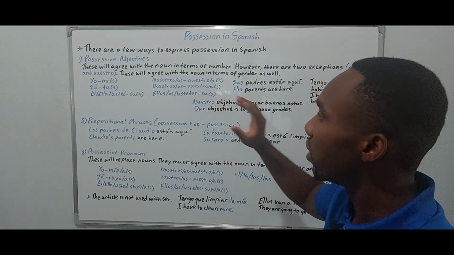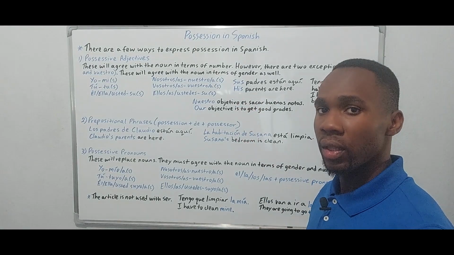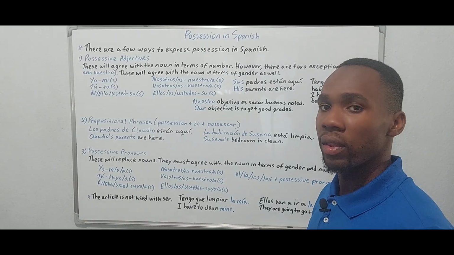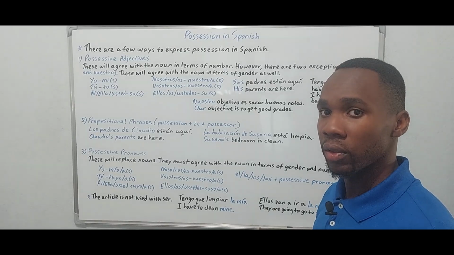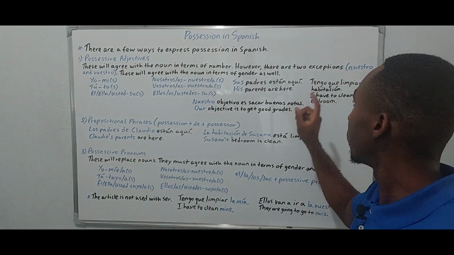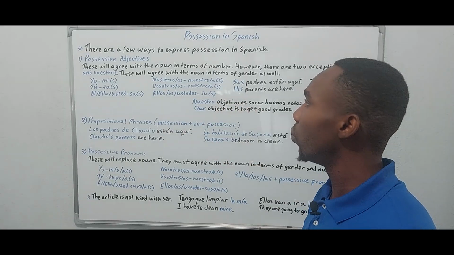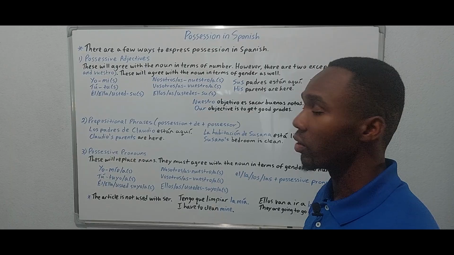These will agree with the noun in terms of number. So that's the first thing you need to note. They have to agree with the noun in terms of number, okay? However, there are two exceptions, nuestro and vuestro. These will agree with the noun in terms of gender as well.